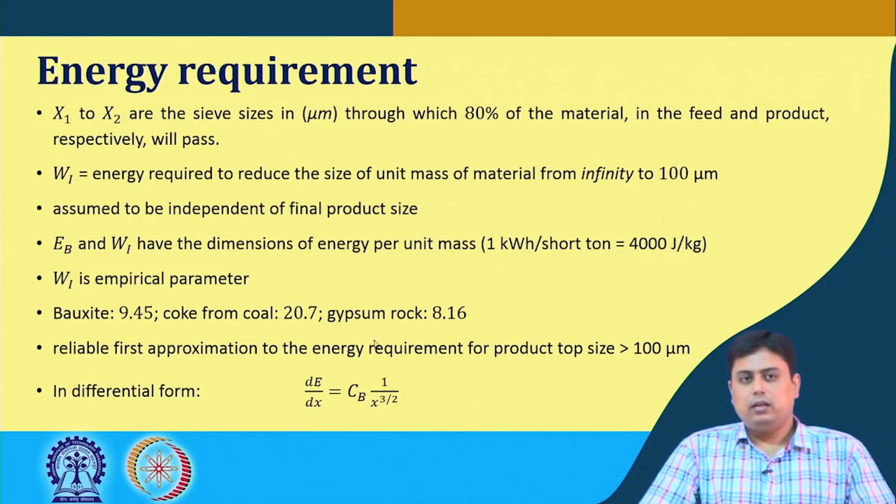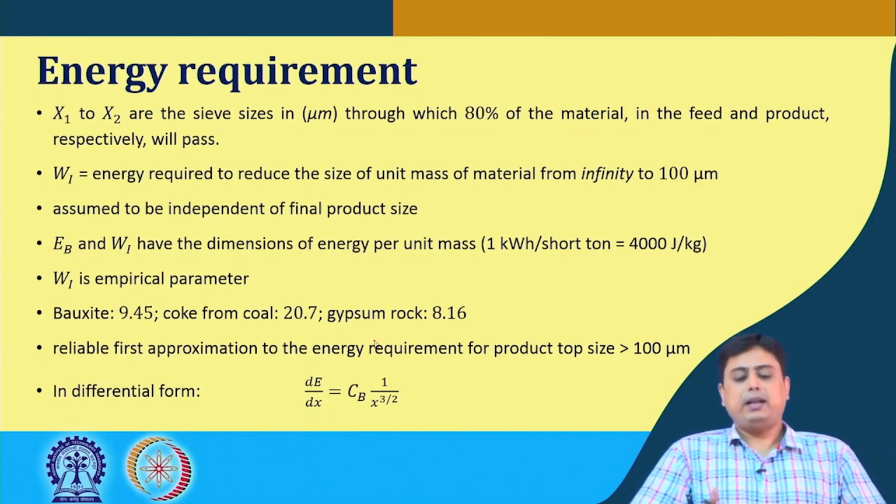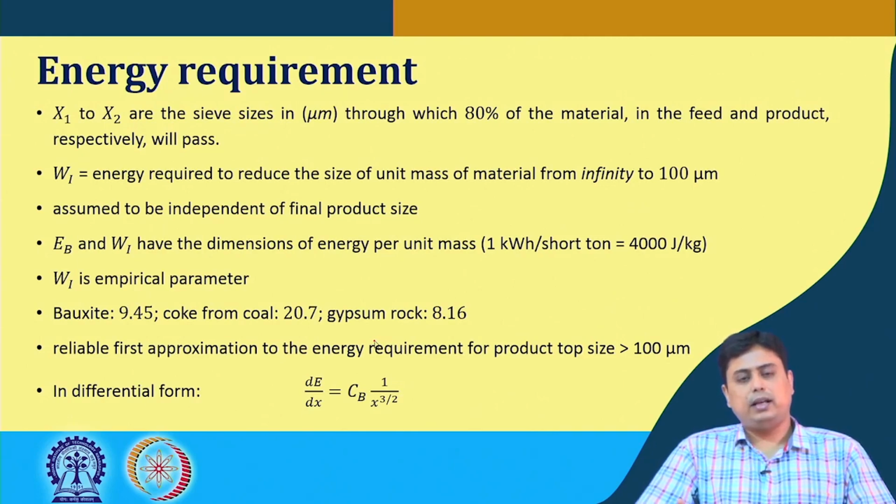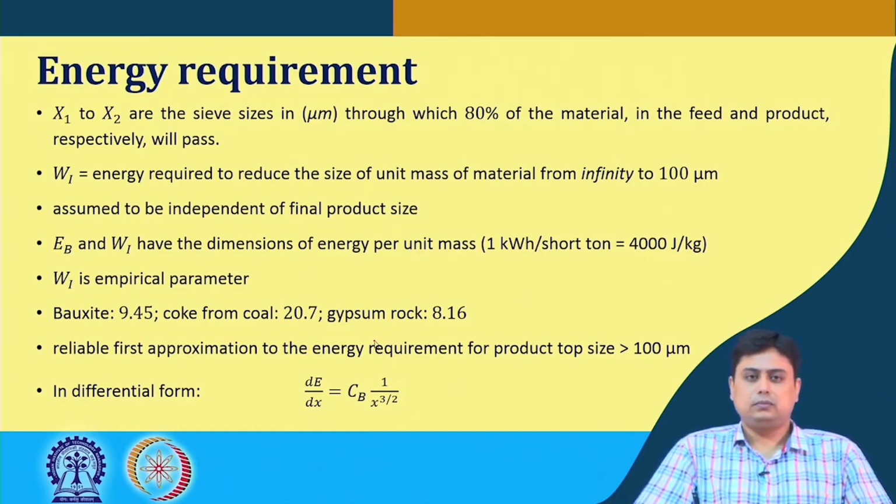Wi is the energy required to reduce the particle size of unit mass of material from infinity to 100 micron. But again, this is a theoretical definition. How do we measure that? Typically, it is assumed to be independent of final product size, and these are measured empirically in laboratory experiments.